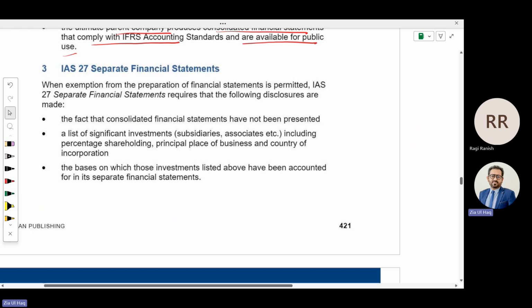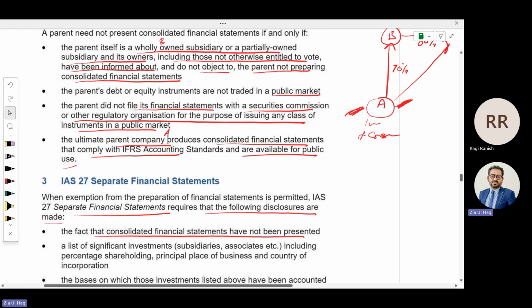IAS 27 separate financial statements. When exemption from consolidation is permitted, IAS 27 separate financial statements require the following disclosures. If you, being a parent company, are not preparing consolidated financial statements, then you need to provide the reason in the notes to the accounts. The fact that consolidated financial statements have not been prepared, meaning why you are not preparing. You need to provide the fact according to these reasons.